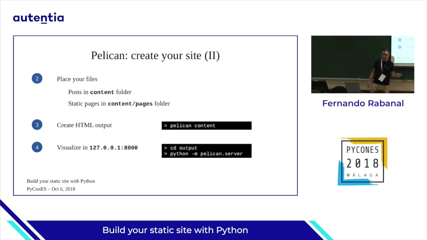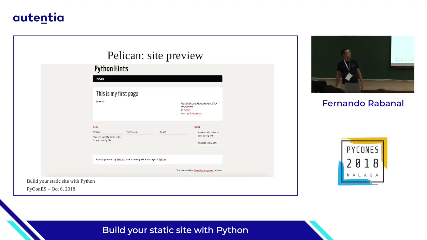You place your files, reStructuredText or Markdown, in the content folder. You place the static pages in the content pages folder, and you can create the output by saying, okay, pelican content, and it creates a new folder called output. You render it with the server that comes built into Pelican, and you have your page. This is a Bootstrap-based theme, but this is your page. It comes with the blog, static pages in the upper part, some links, and what else?